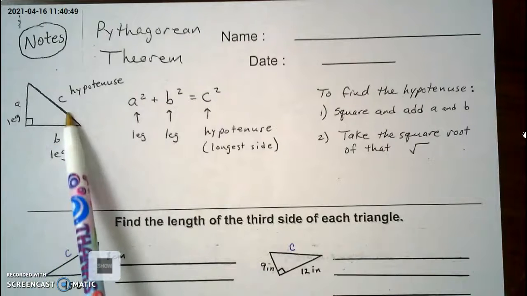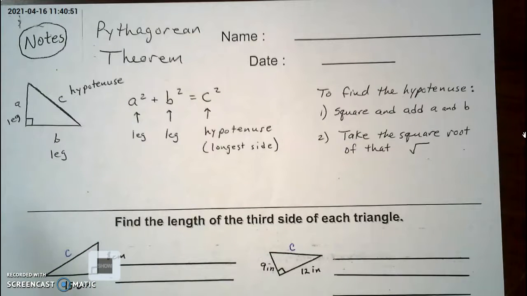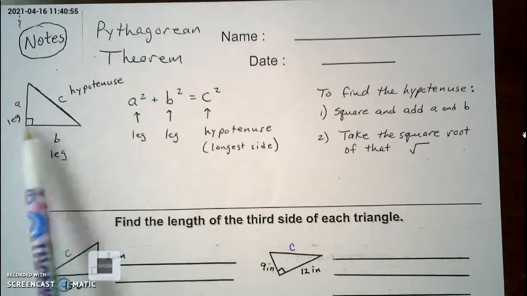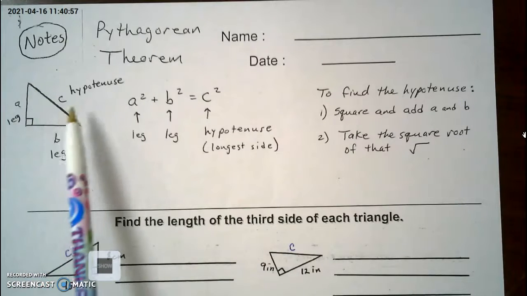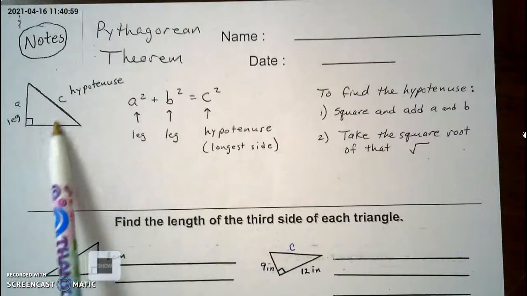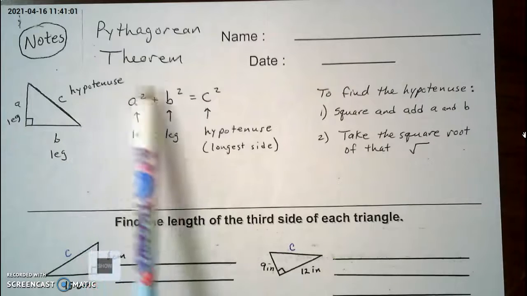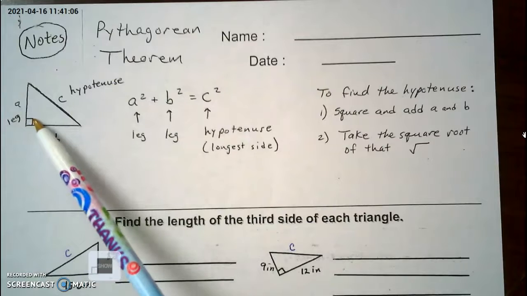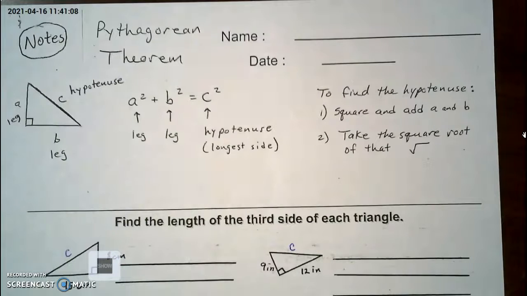A, b, and c are the sides of the triangle. A and B are called the legs. Together they form the right angle. The side C is called the hypotenuse. It is always the longest side. And in fact, that little box always points right to it.